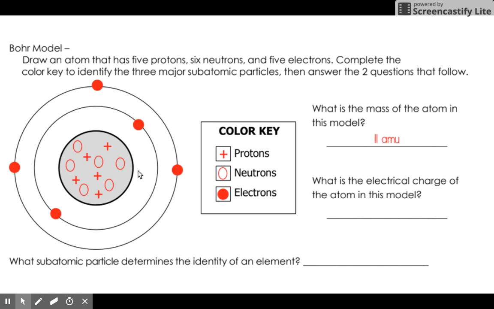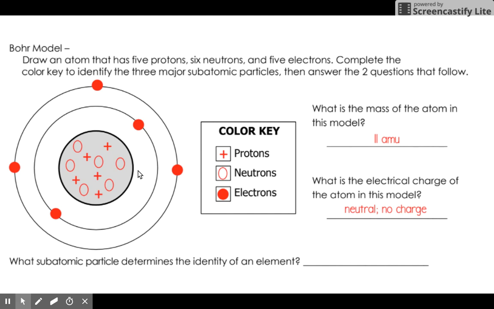in the nucleus. The next question asks, what is the electrical charge of the atom in this model? The whole thing is the atom. So if I'm calculating the electrical charge, it's going to be neutral because negatives cancel out positives. So they cancel each other out, which means that there's no charge for the atom at all.